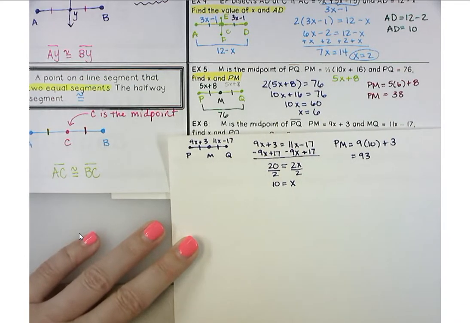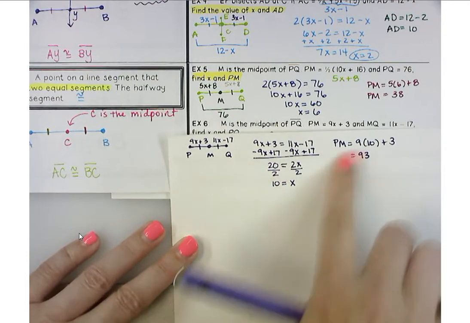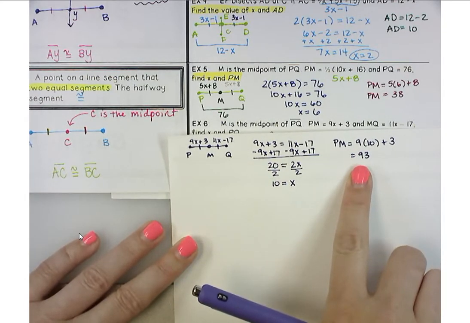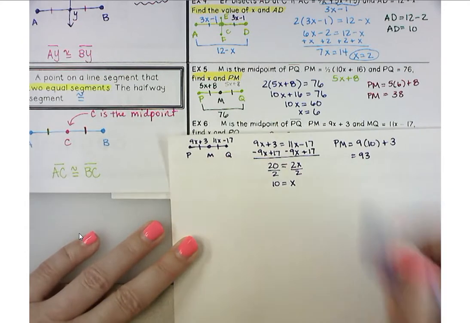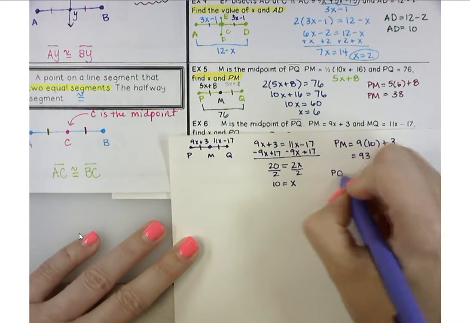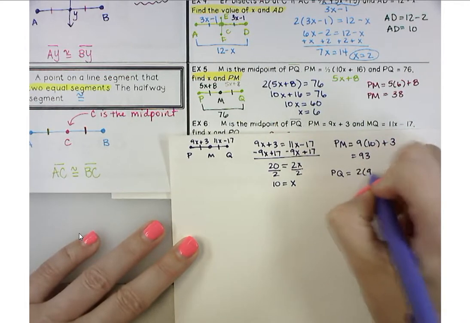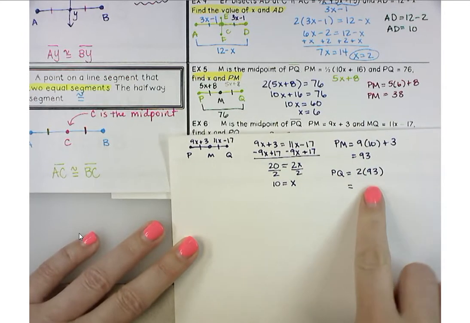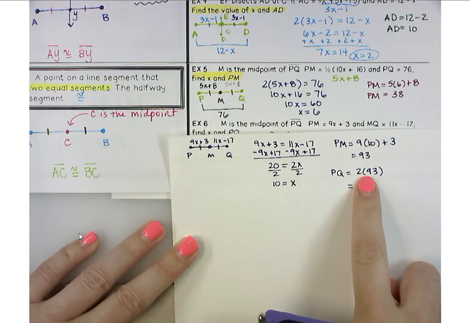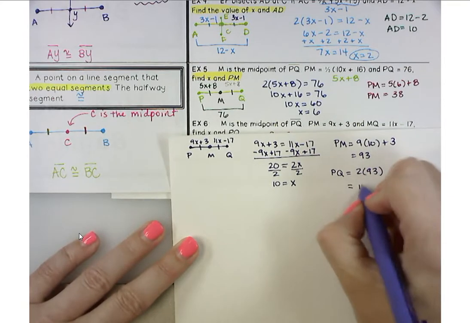So if I wanted to find PQ, the 93, Jillian, what can I do to that? To find the whole thing, PQ, times it by 2. Okay, so PQ is just going to be 2 times 93, or 93 plus 93. And if you want to do that in your head, do you guys know what 2 times 90 is? 180, and then 3 times 2 is 6. So then you just add those together to get 186.